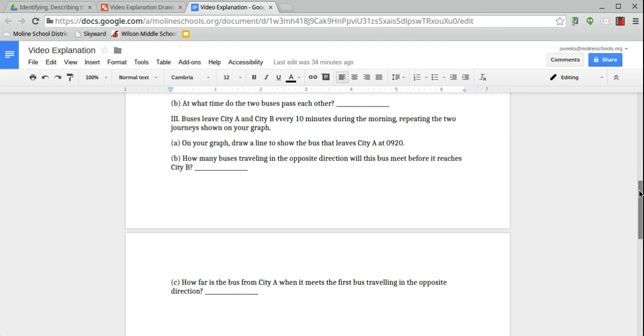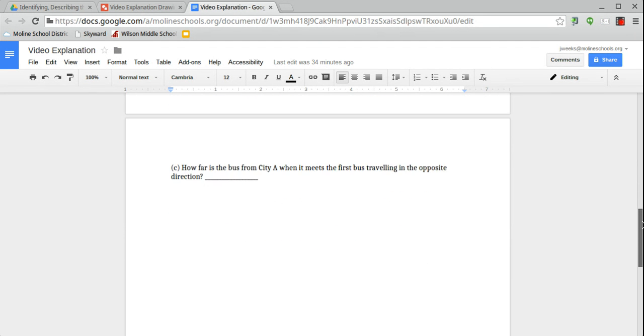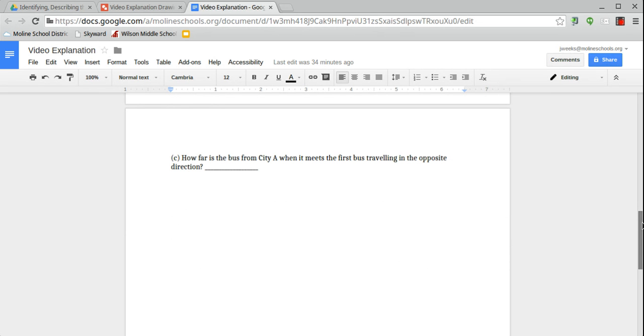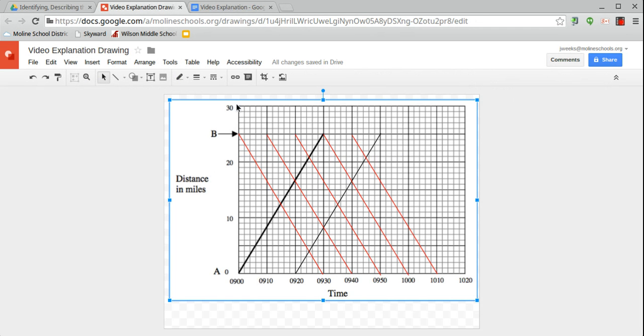All right, one more question. How far is the bus from City A when it meets the first bus traveling in the opposite direction? Well, here is my bus going from A to B. The first intersection is right here, and they wanted distance this time. So I need to focus on my y-axis. And it looks like I'm counting by ones if I look at my smallest grid. So 1, 2, 3, 4, 5.